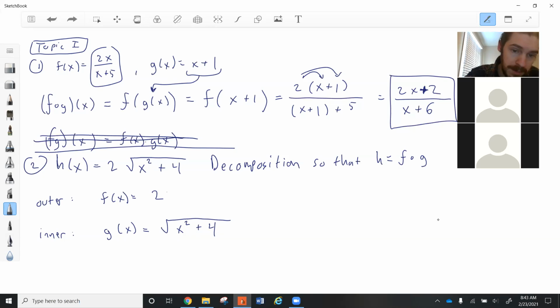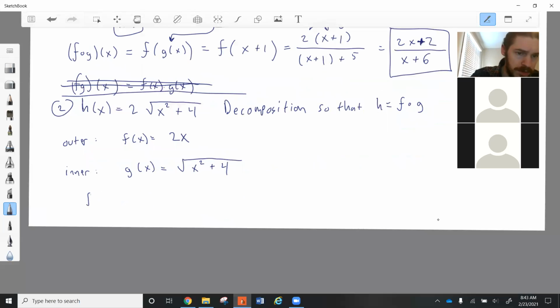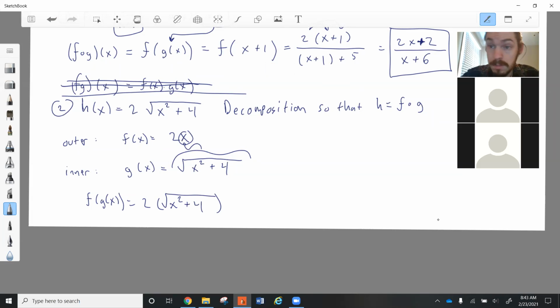We can make it correct by putting an x factor right there. If you put 2 times x for your function f, and then for your g function, you give it the square root, then when you compose them together, f of g of x, what you end up doing is 2 times blank, right? Because you're going to take the g of x and stick it inside the f function. So this whole thing is going to go into that x right there. And then you get back the original function h of x that we started with. So that would work.